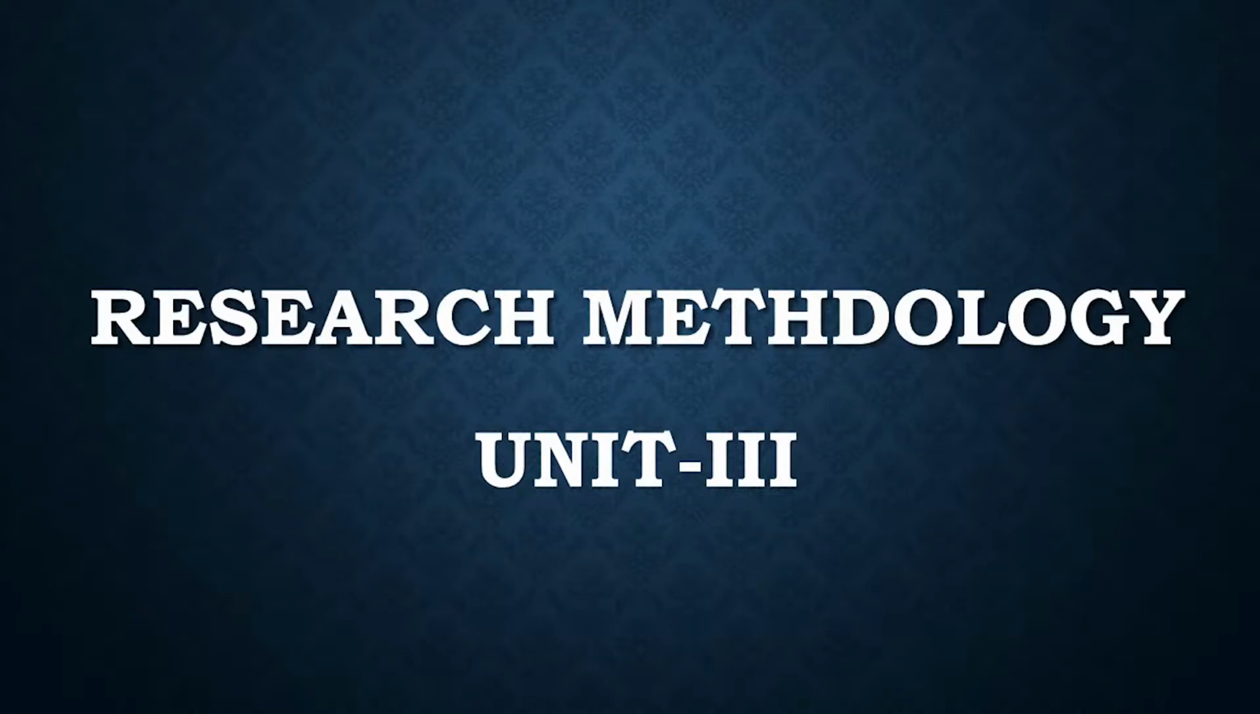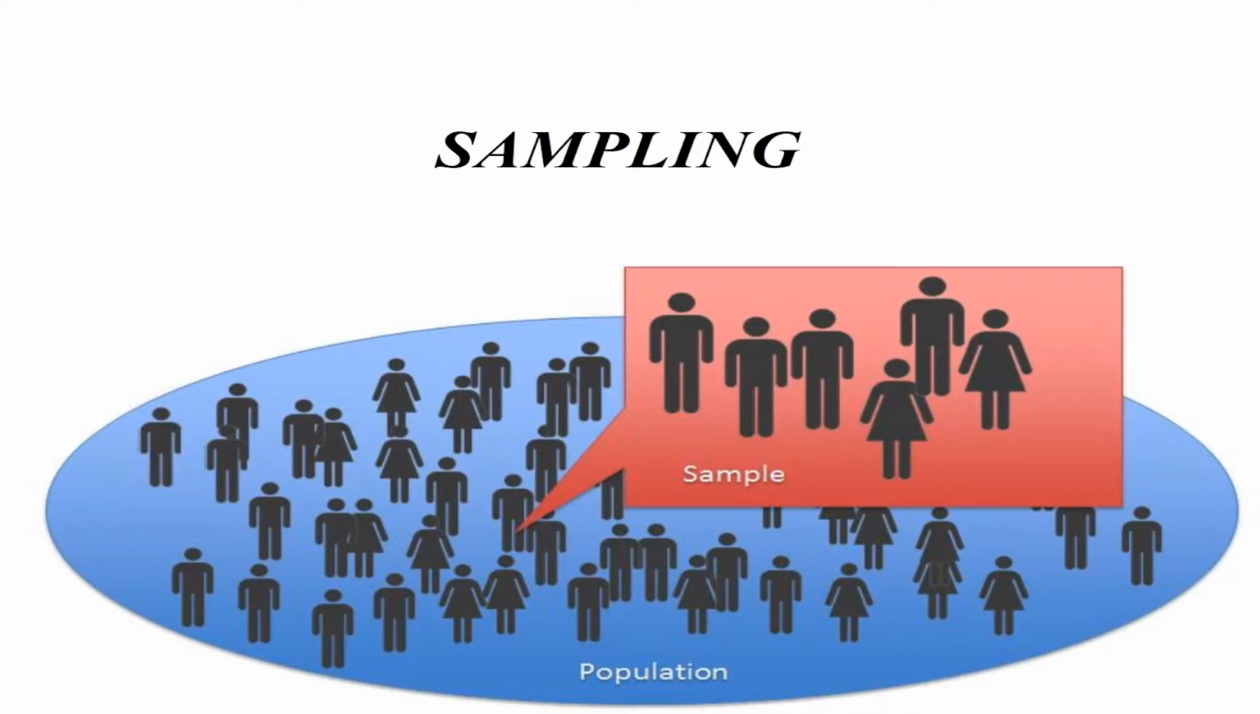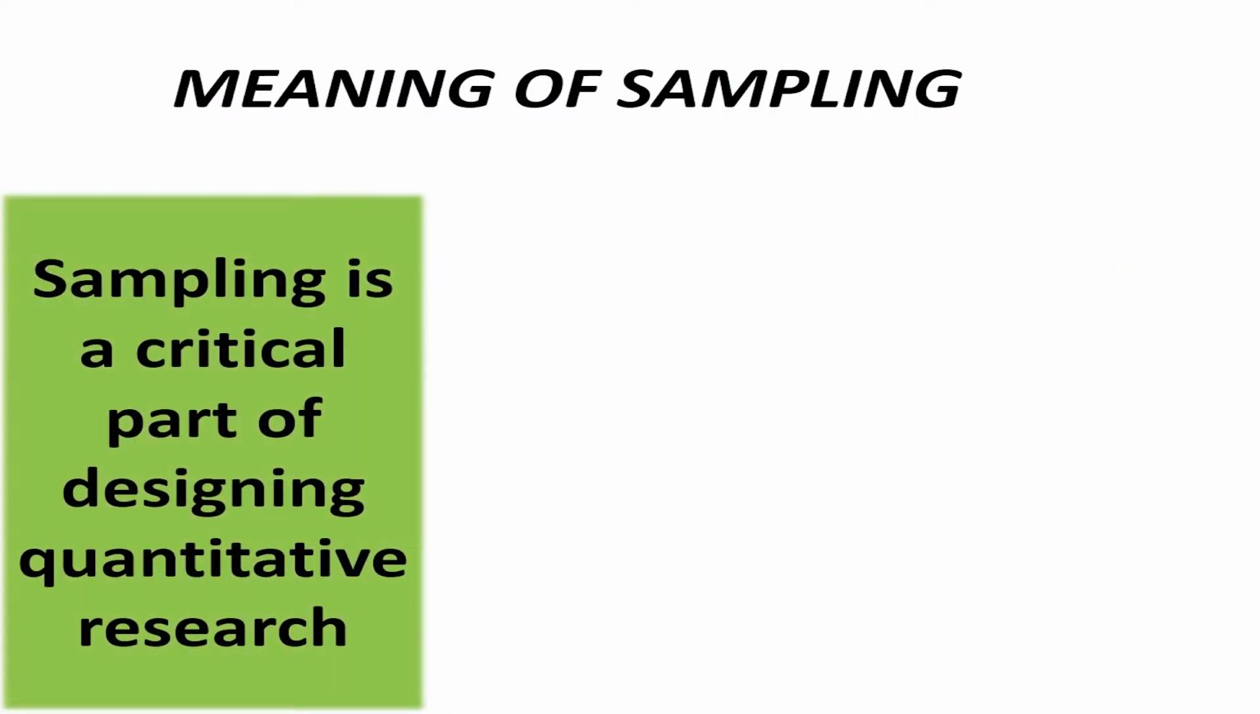Hello learners! In this video, you will learn about another step of the research process, that is sampling. Sampling is a critical part of designing quantitative research. Sampling is the process of selecting the subjects or representative units from the population for the research study.